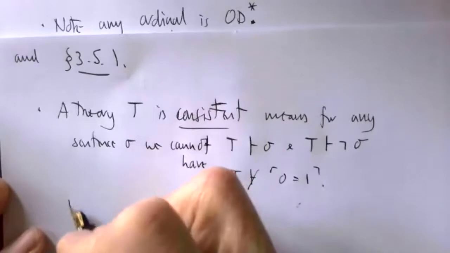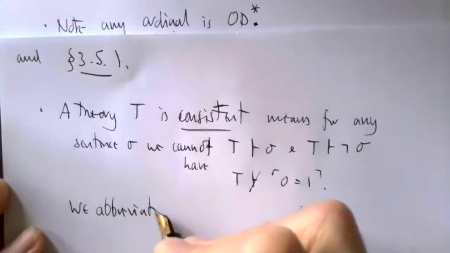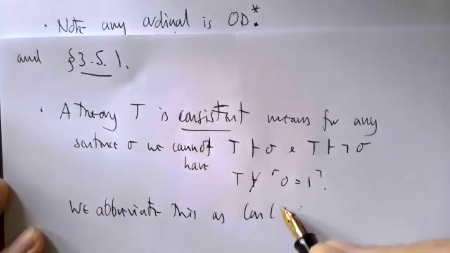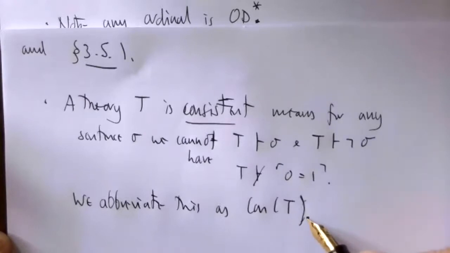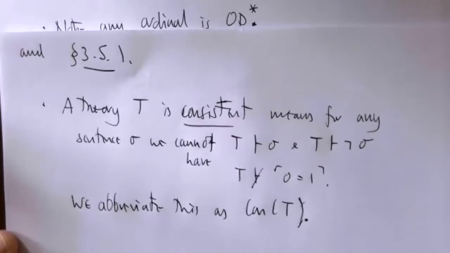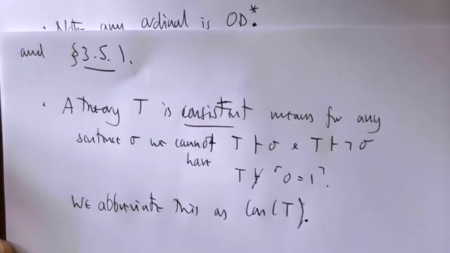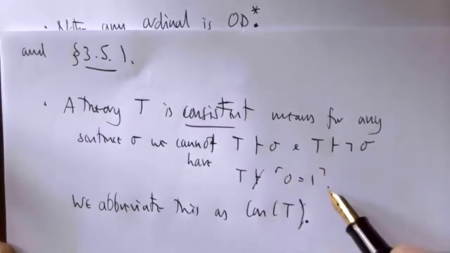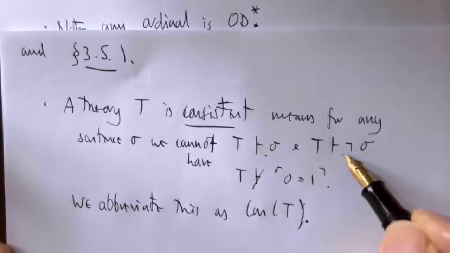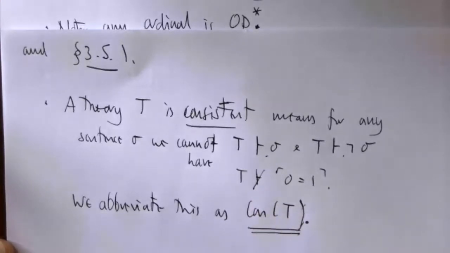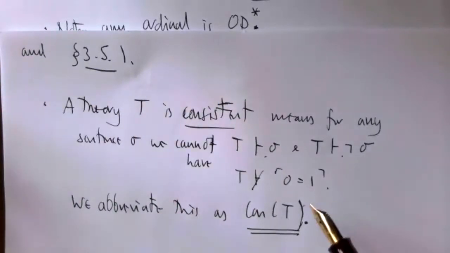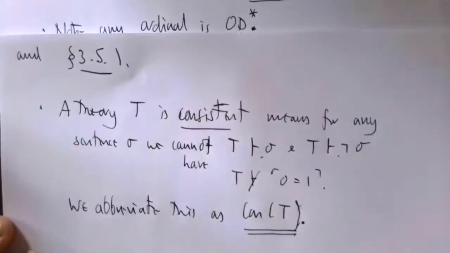So we can abbreviate this as Con T. This is what we're going to use later on when we think about theories being consistent. I'm just emphasizing the point that when we think about a theory being consistent, we mean it can't prove a sentence and its negation here. And I'm going to use these two things equivalently. We can't have both a proof of a sentence sigma and its negation, or we can't prove naught equals 1. I'll abbreviate either of these as Con T.